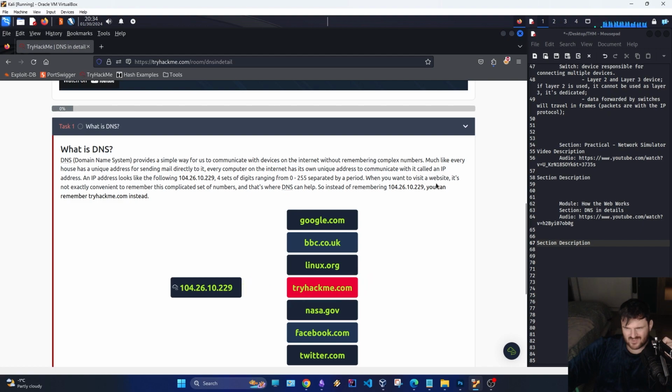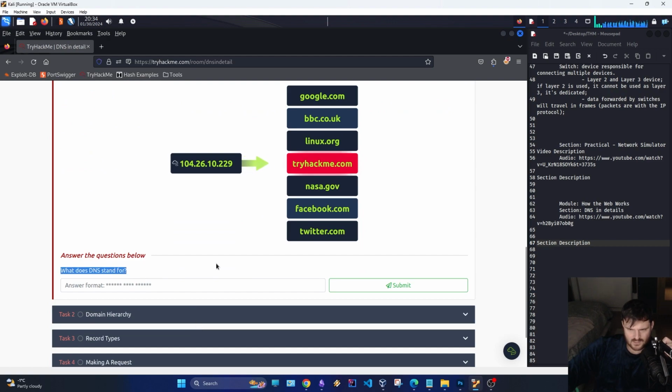When you want to visit a website, it's not exactly convenient to remember this complicated set of numbers, and that's where DNS can help. So instead of remembering 104.26.10.229, you can remember tryhackme.com instead.